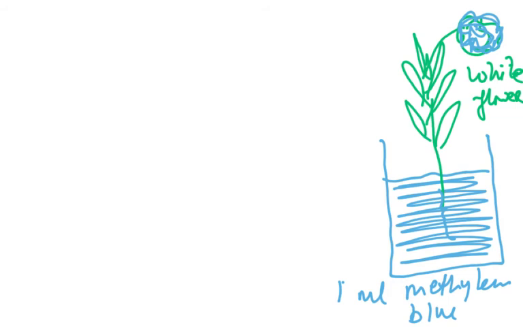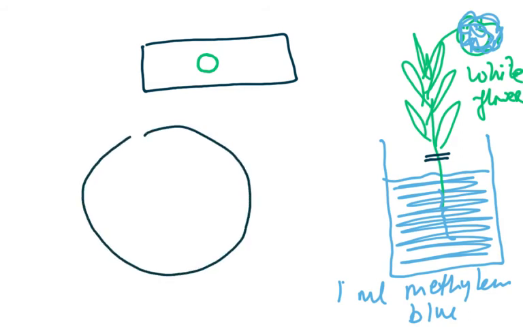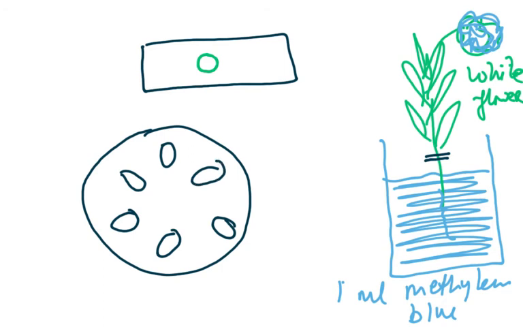Now what I do is I take a section of the stem here, a very thin section. I take a glass slide and I place this thin section of the stem on it. And then I look at it under the microscope. When I look at it under the microscope, I find, you remember the vascular bundles were on the sides. And now where do I find the blue dye? The blue dye is on the inside.